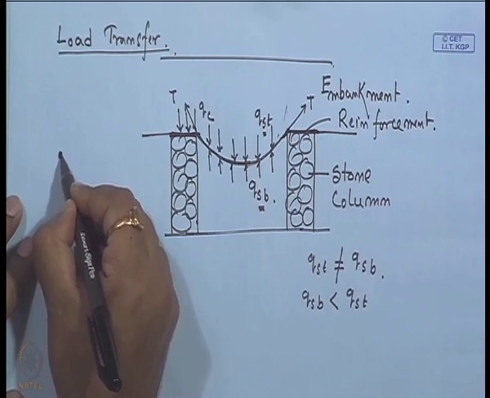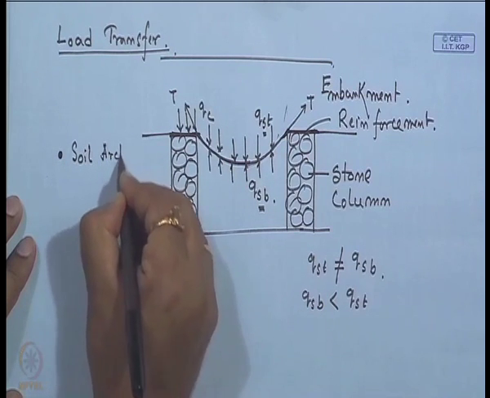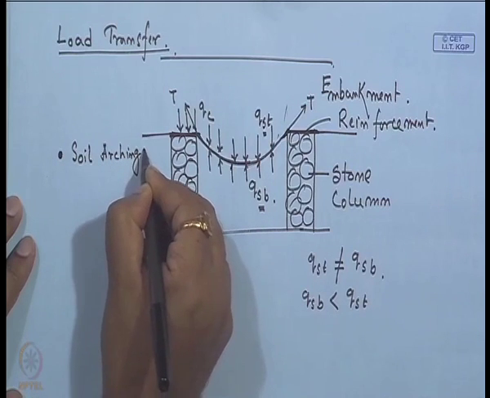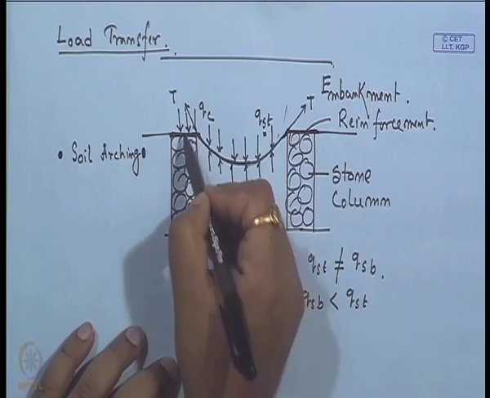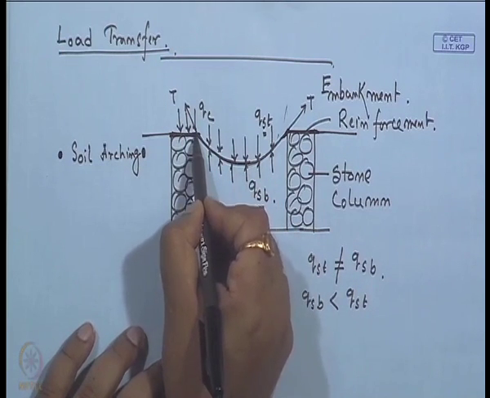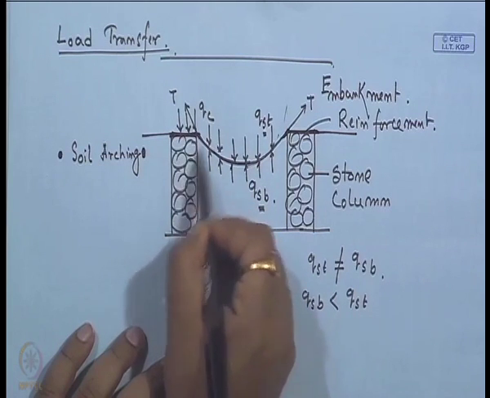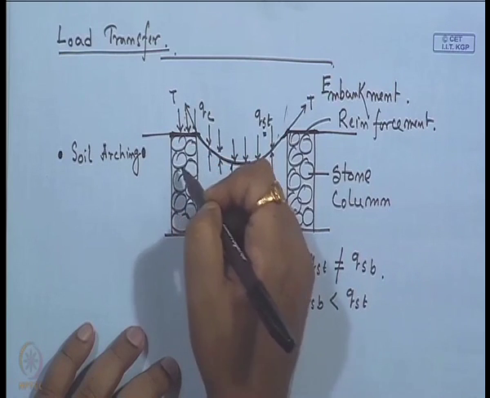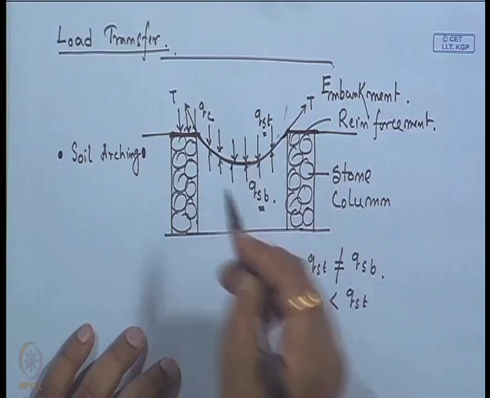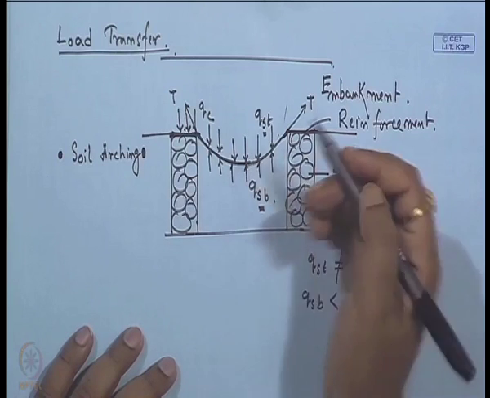One is due to the soil arching. Now, for Qc and Qs, the reinforcement deformation is almost the same, so there will not be too much stress variation. Here we assume the stress acting above the reinforcement and below the reinforcement are the same, because we will not get this type of deformation. Once we do not get this huge deformation, there will not be shear or any tension.